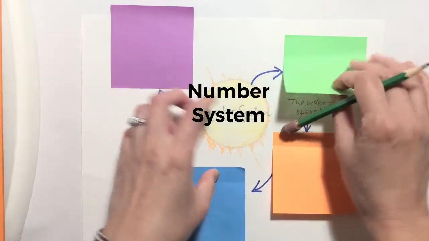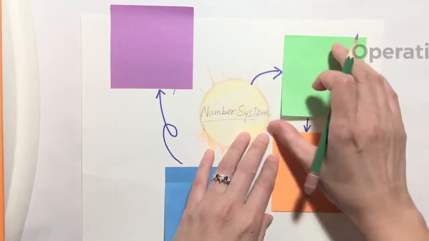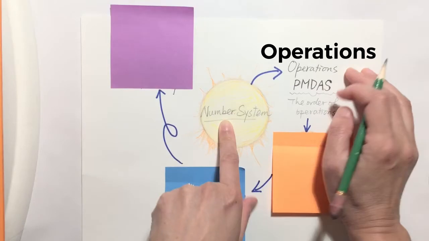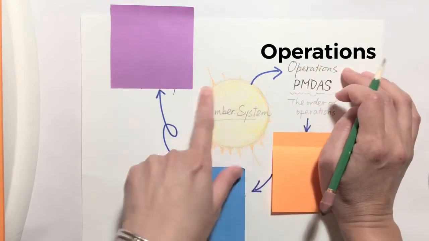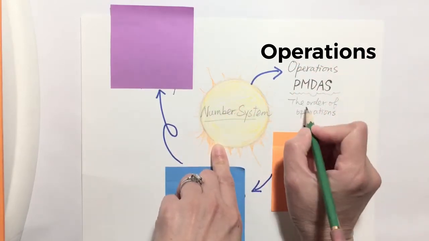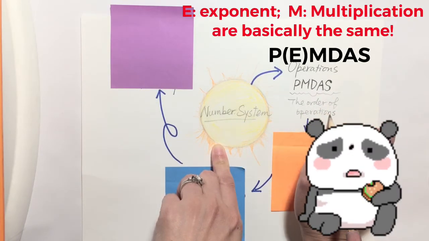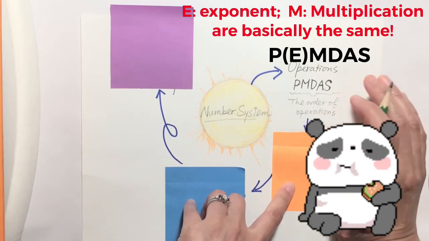And then we're going to move into the operations. Once you learn the numbers, then we have to operate these numbers. And there's PEMDAS, also called the order of operations. We have to follow the rule of PEMDAS.